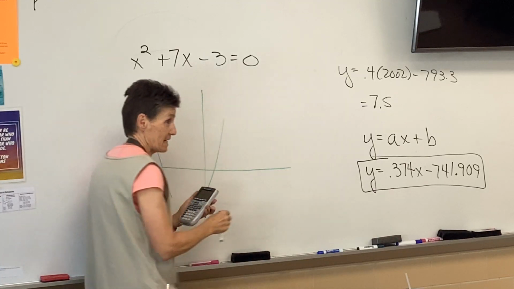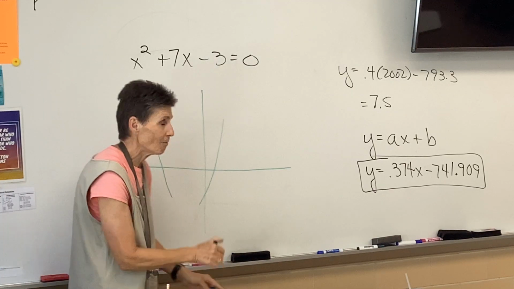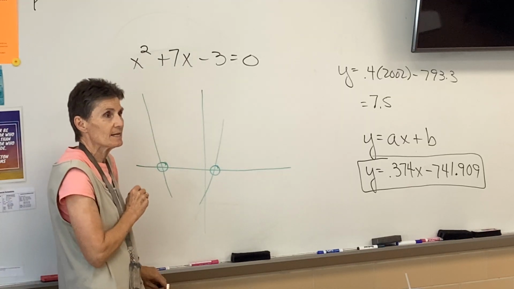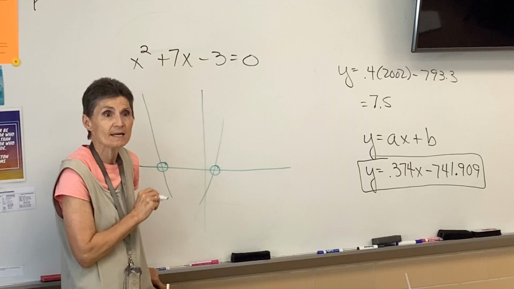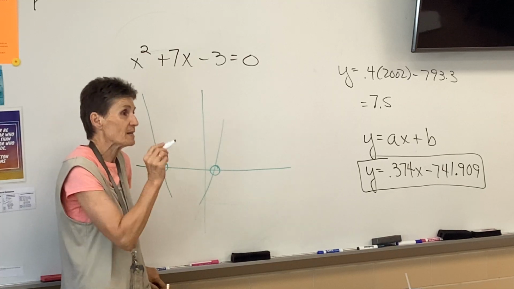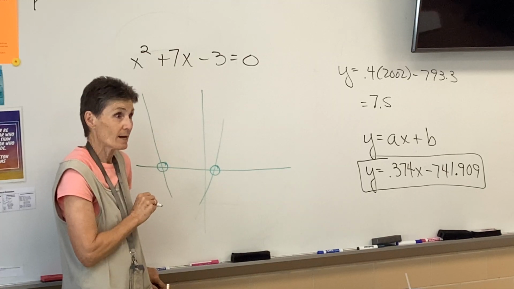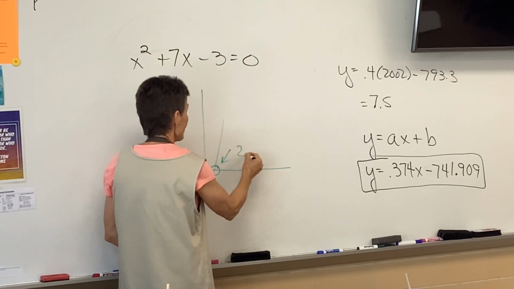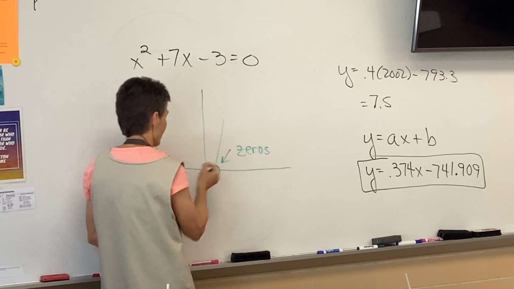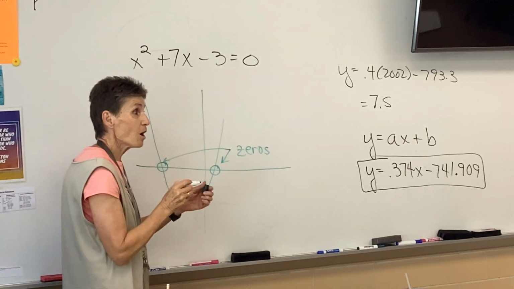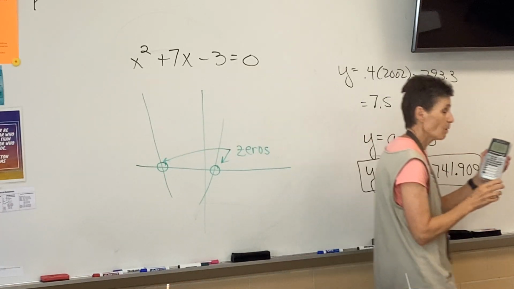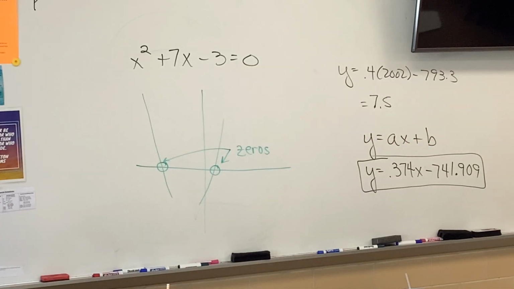We are solving. And when we solve, this is what we're interested in: where we cross the x-axis. Those are called the x-intercepts, right? The other name for those points is the zeros. So, when we go to find them on our calculator, here's what we do. I know you've done this before. We press second trace.